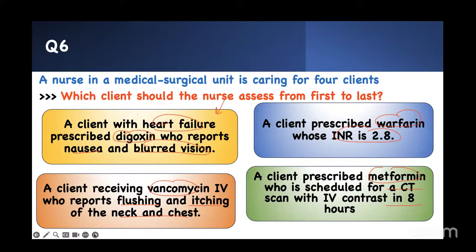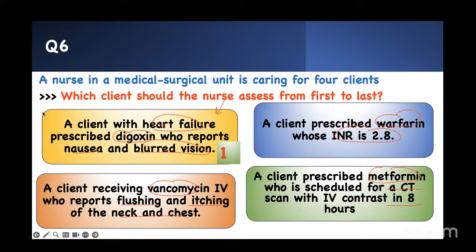That's the first patient you're going to see. That patient is in trouble. That's number 1. Now, who do you think is going to be number 2? A vancomycin patient with flushing, or somebody with warfarin with the INR of 2.8, and then metformin who has a CT scan. Who do you think needs to go second?